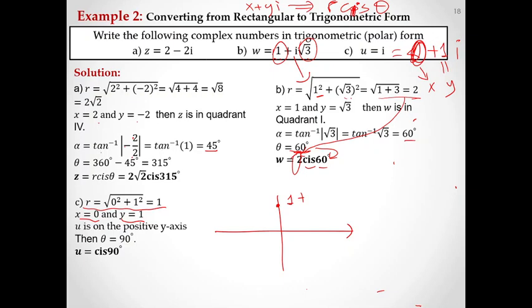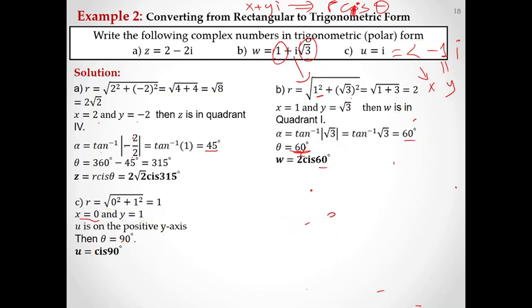So 1, 0. No, this is 0, 1. 0, 1i. So it has to be here. Now which angle is it? It's obviously 90 degrees. So you can say it will be just 1 times CIS 90. So this is how we find it.